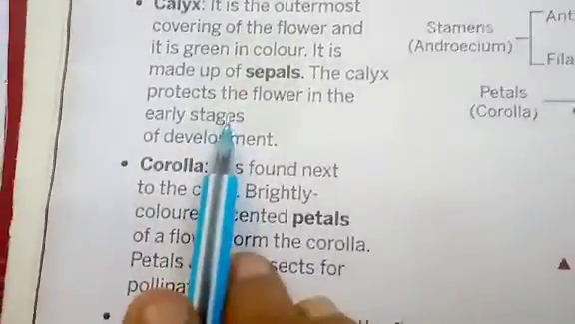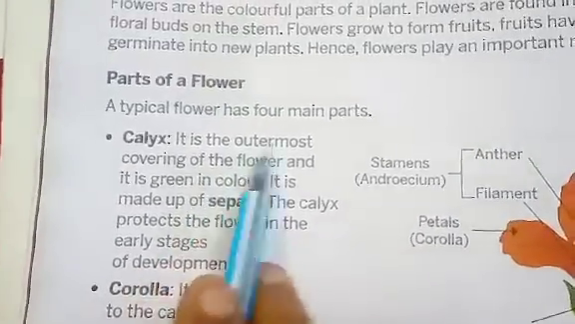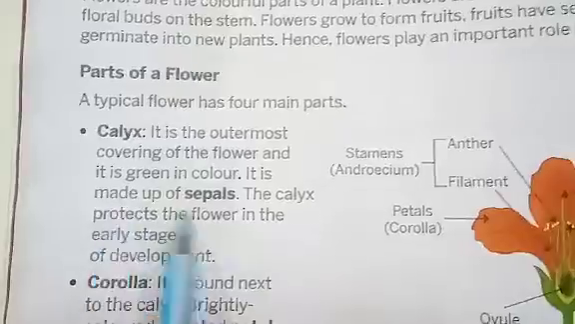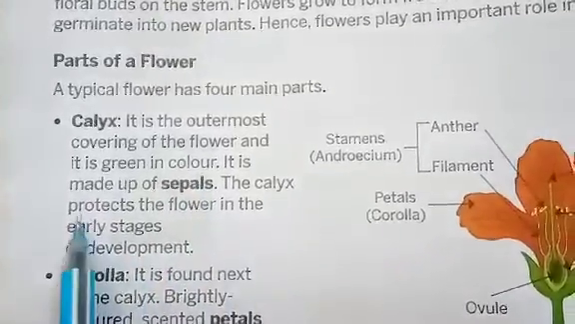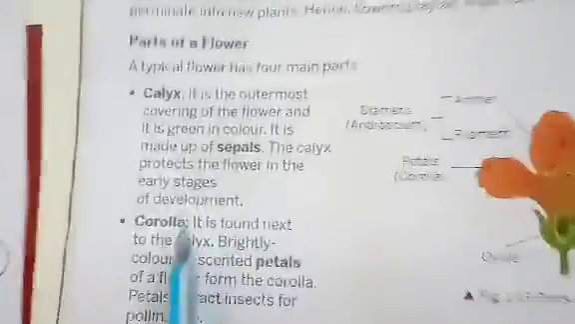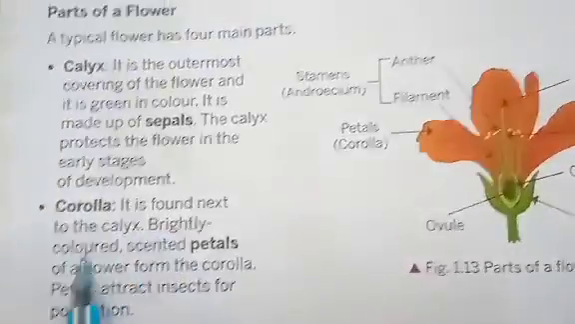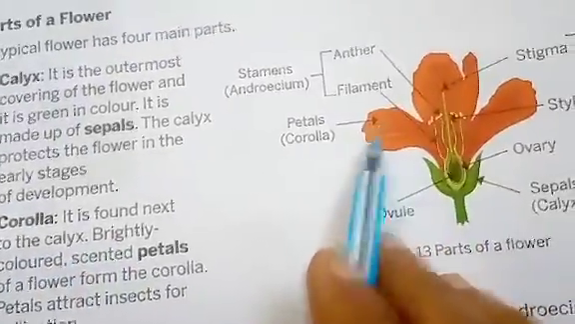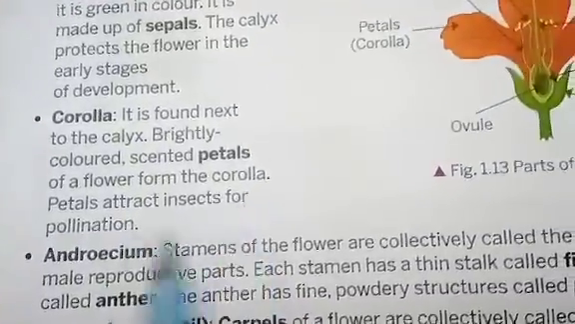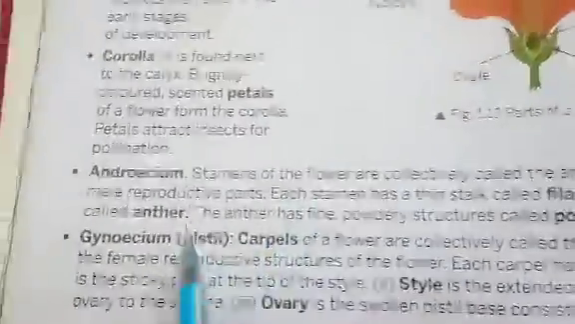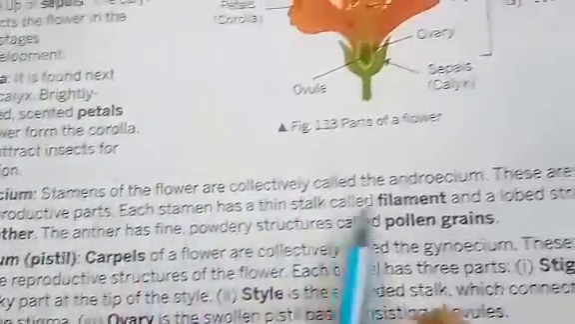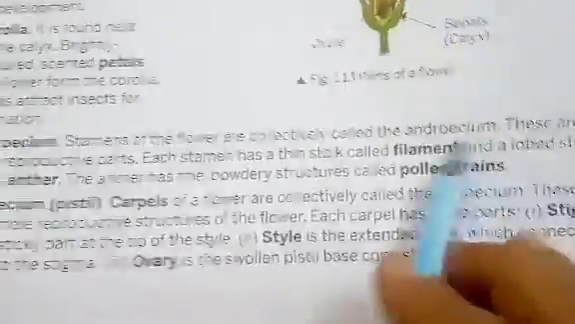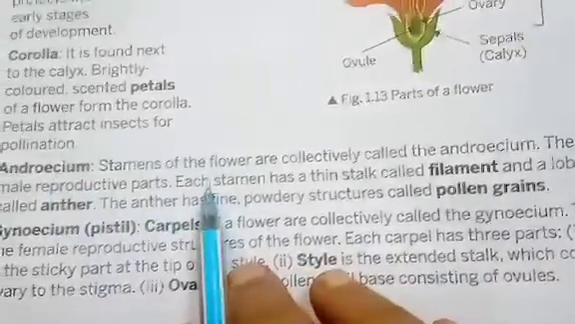Now calyx is the outermost part of the flower. It is green in color. Function is given here, children. This is the outermost part of the flower. It is made up of sepals. Function is protects the flower. Corolla, it is the next part of the flower. It is brightly colored, and what is the function? Attract the insects for pollination. Third part I said androecium. This is the collective term is called androecium, and it is the male reproductive part of the flower.